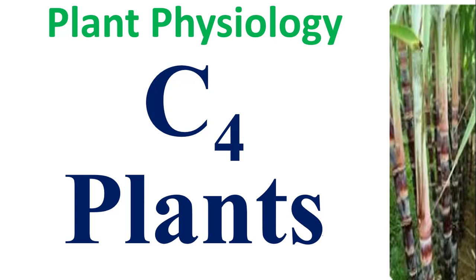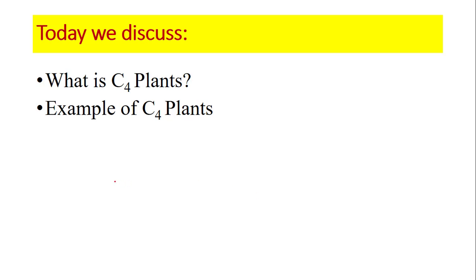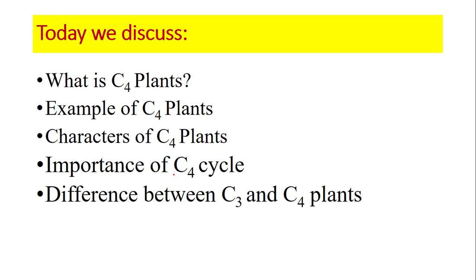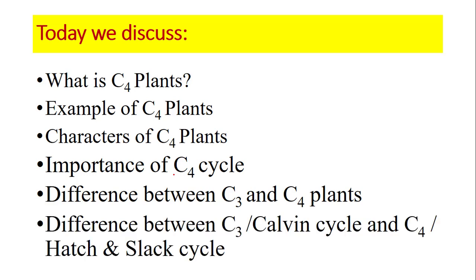Today we discuss a very important topic of plant physiology. It is C4 plants. What is C4 plants? Example of C4 plants, characters of C4 plants, importance of C4 cycle or C4 plants, difference between C3 and C4 plants, difference between C3 or Calvin cycle and C4 or Hatch-Slack cycle. C3 is also known as Calvin cycle and C4 is also known as Hatch-Slack cycle.